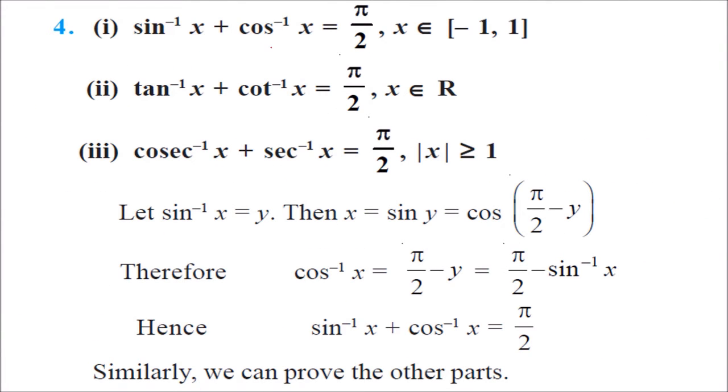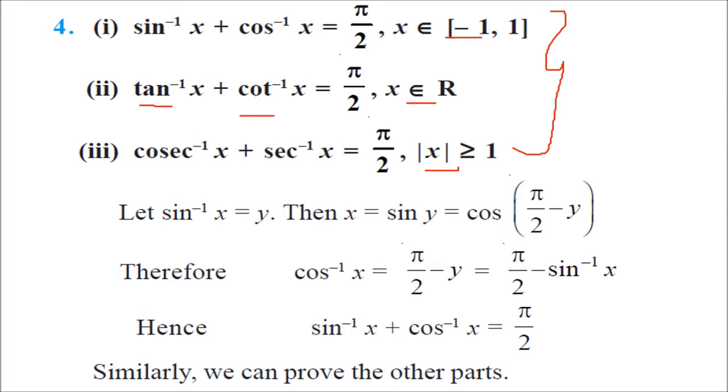Sin inverse x plus cos inverse x will be equal to pi by 2. Similarly for tan and cot, and cosec and sec, the addition of the inverses of them is pi by 2. But you need to understand about the range of x also. This also plays a very vital part in the questions to follow.